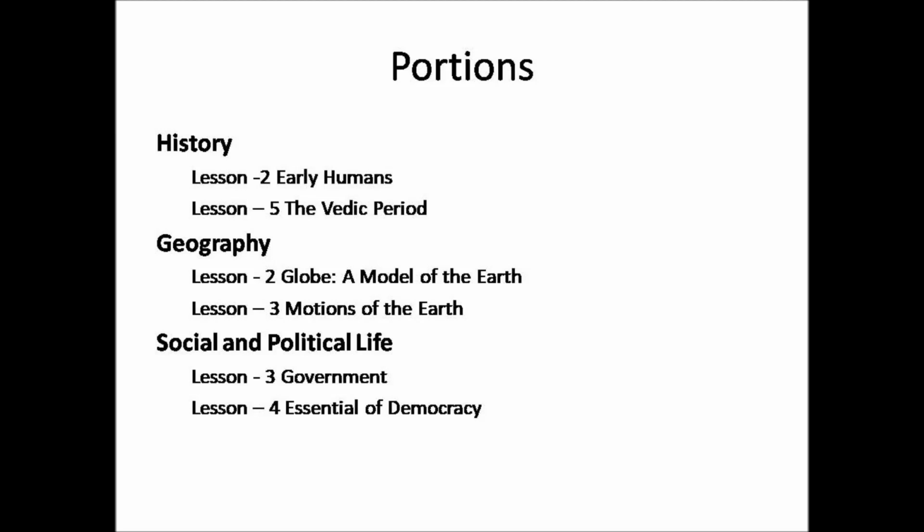In history it is lesson 2 early humans and lesson 5 the Vedic period. And in geography it is lesson 2 globe a model of the earth and lesson 3 motions of the earth. And in social and political life it is lesson number 3 government and lesson number 4 essential of democracy. So totally you have 6 lessons, and in this 3 lessons you have already studied it for your second unit test. Okay children, next shall we see the question pattern?